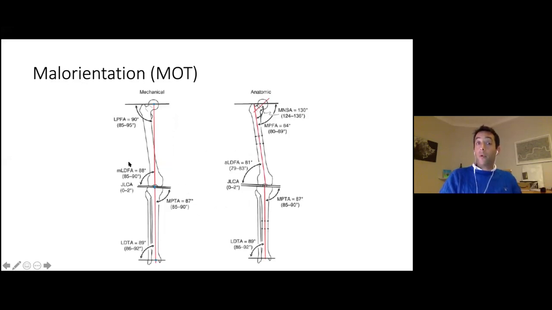Next is the malorientation test, and we come back to that understanding then of which axes we're using to assess the bone, because we need to look and see where our joint angles are and whether therefore the joints are orientated correctly at the end of each bone relative to its axis. Hence malorientation test, and that means we need to look at the proximal femur, distal femur, proximal tibia, distal tibia.